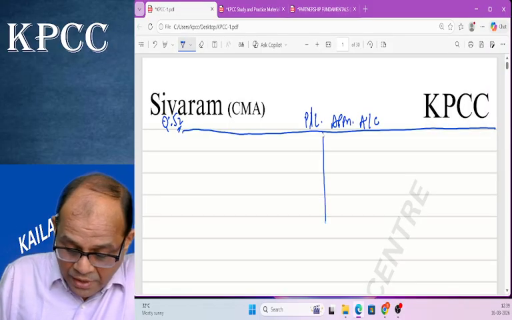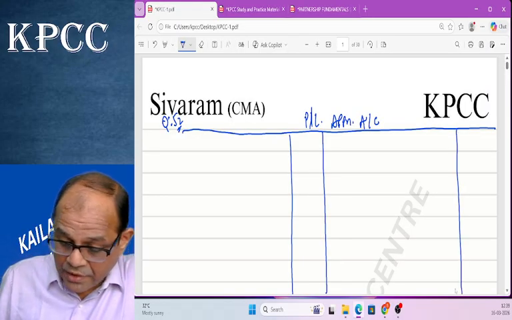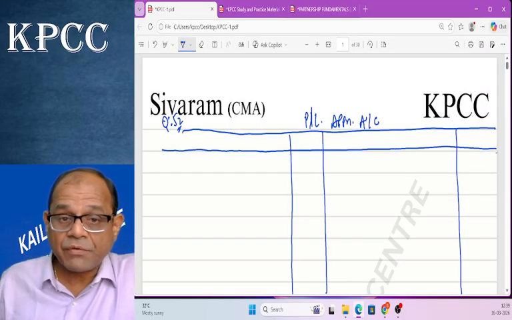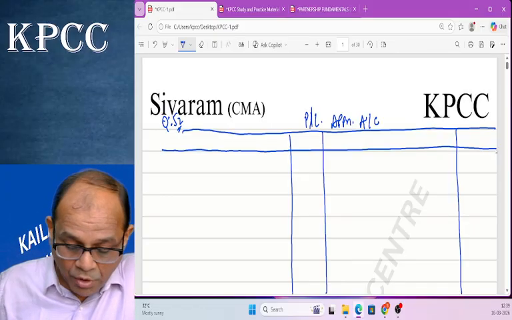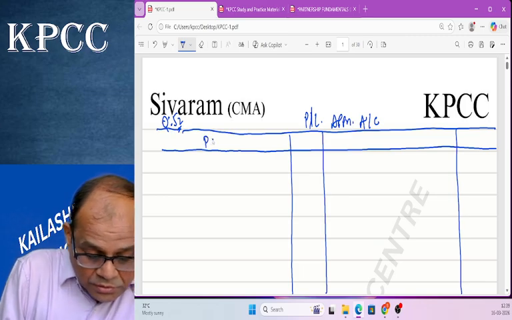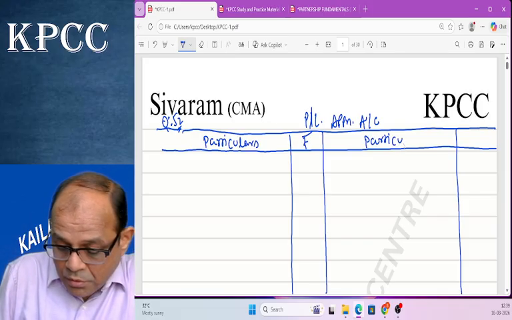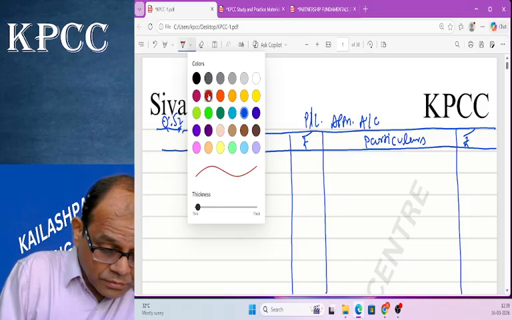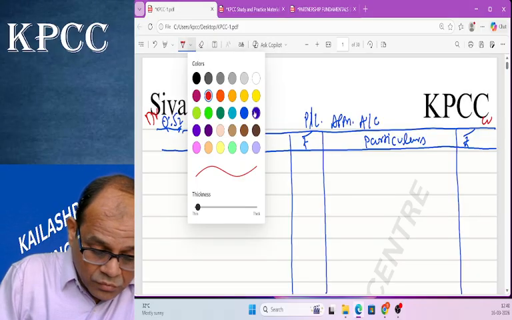It's a ledger account. I told you, this is prepared after preparing the profit and loss account in the final accounts of a partnership firm. Just as profit and loss account is prepared after preparing the trading account, profit and loss appropriation account is prepared after preparing the profit and loss account. Particulars, rupees, particulars, rupees, debit, credit.